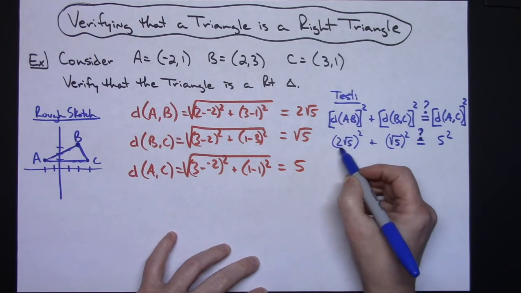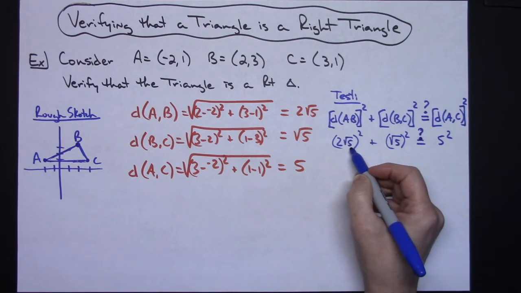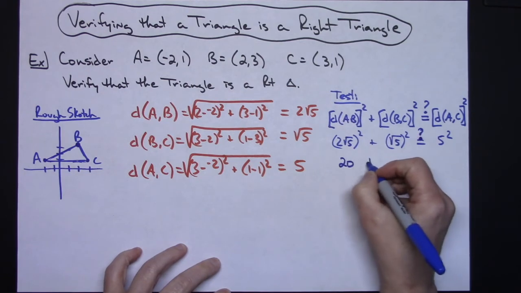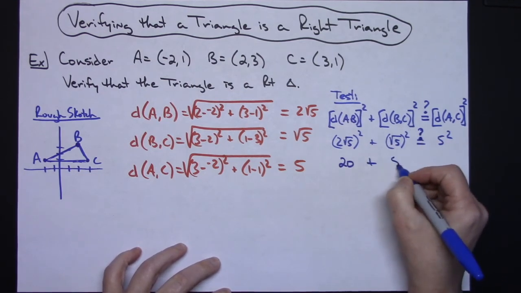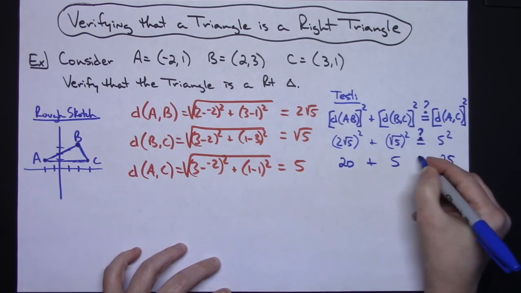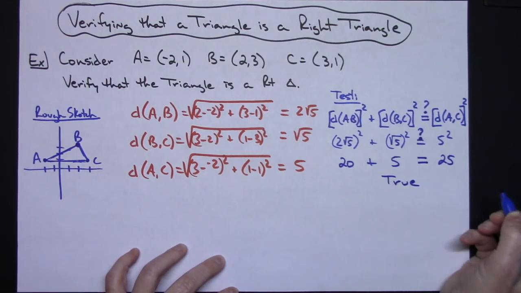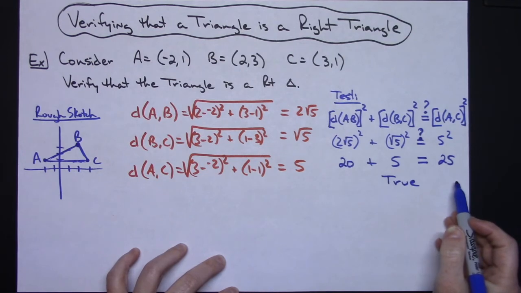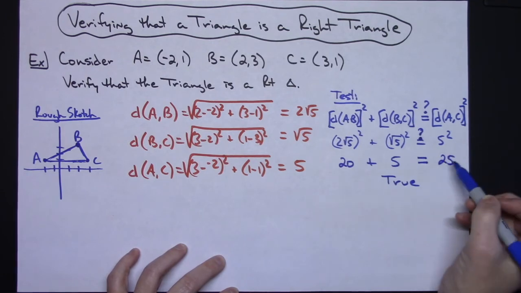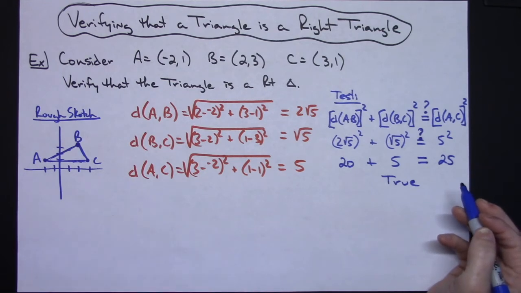Let's do a little bit of math here. If I square 2, I'm going to get 4. If I take the square root of 5 and square it, I'm going to get 5, so 5 times 4 is going to give me 20 right there. Square root of 5 squared is going to give me 5 here. And then 5 squared on that side is going to give me 25. 20 plus 5 equals 25. At this point, I can see that yes, it does verify and prove that it is a right triangle, because my Pythagorean theorem held. If this had not been a true statement, then I could have verified that the triangle is not a right triangle.